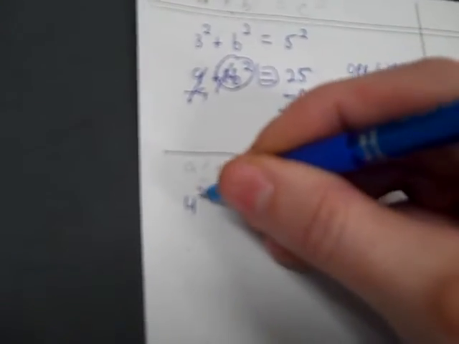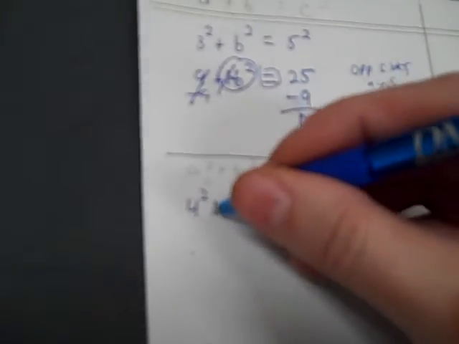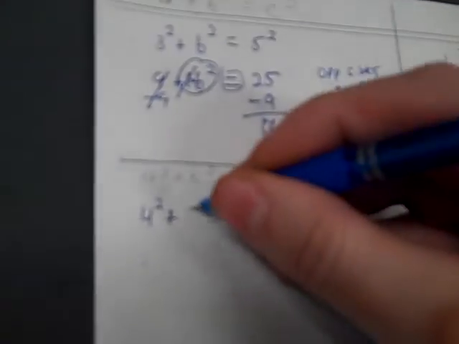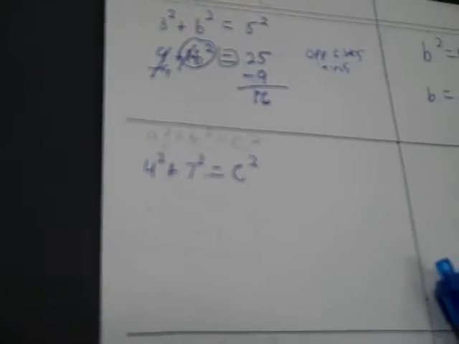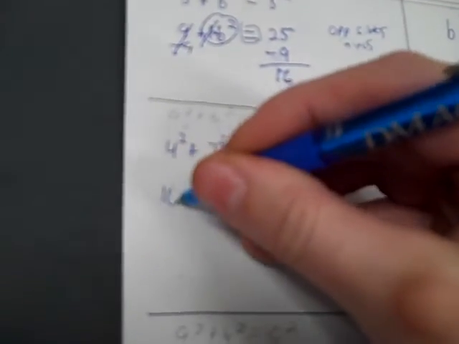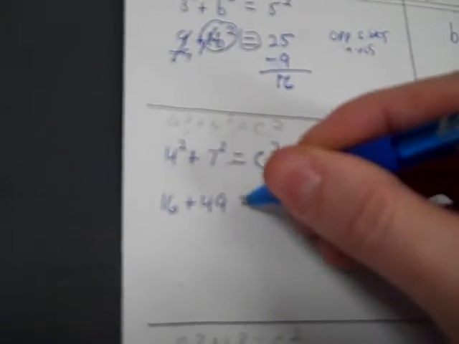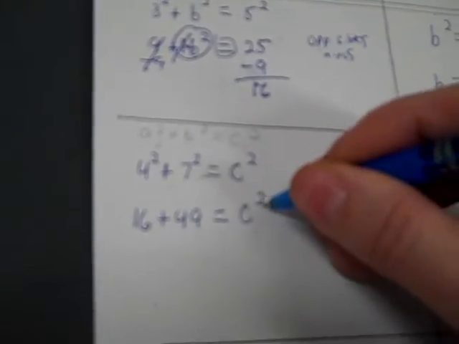Now, a's 4, b's 7, c we don't know. Okay, so a would be 4 to the second. Don't forget the second. You can't just put 4 plus b. b we have 7 to the second. And c we don't know, so that's going to be c to the second. Now get rid of those second powers where possible. So 4 to the second is 16. Then we're adding 7 to the second is 49. Then I don't know the c because that's a question mark, so we keep that as c to the second.